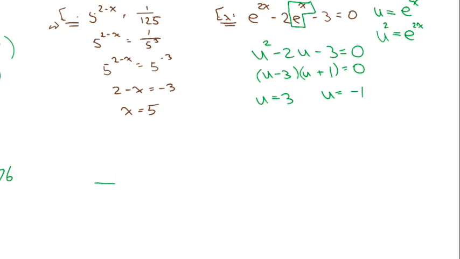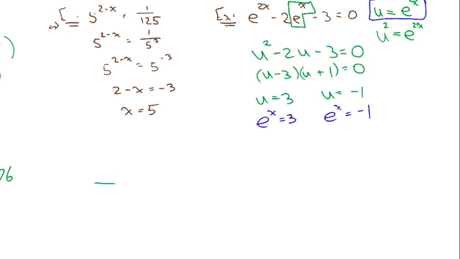When we started the equation, we were solving for x. Always solving for x. The only unknown there is x. E is a number, 2.718, blah, blah, blah. But I solved for u here. I want to get back to x. So what does u equal in terms of x? E to the x. So you have to go back to your original substitution. So this becomes e to the x is equal to 3, and e to the x is equal to negative 1.